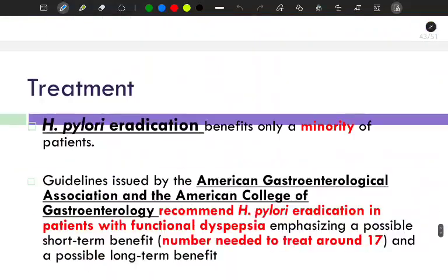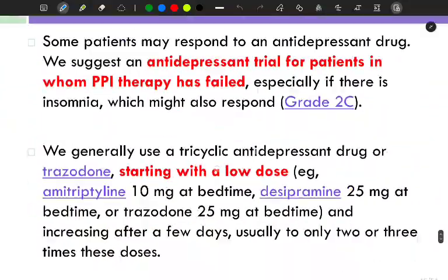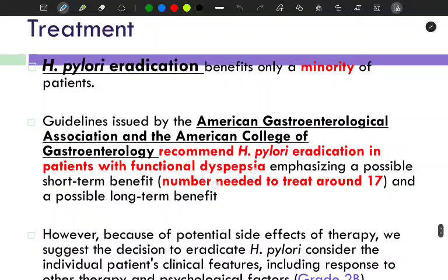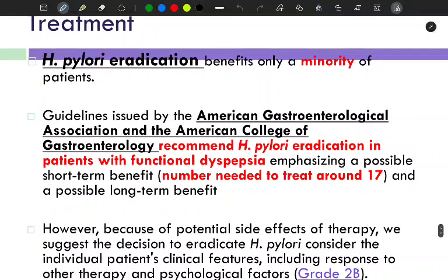And often, as we said in the function, you treat for 4 to 8 weeks. And as we said earlier, if there is no response, refer to the gastroenterologist. H. pylori eradication benefits only a minority, especially if you could not manage to prove that the patient has H. pylori.